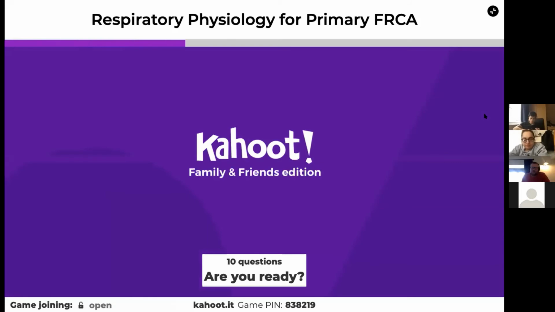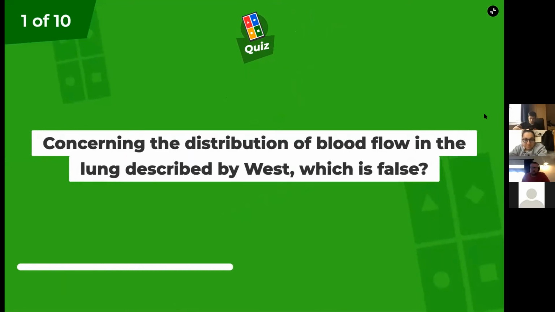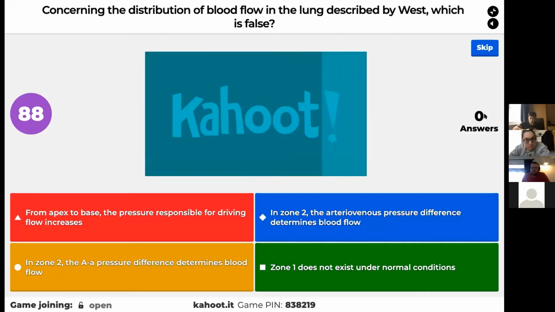Okay, so it's the first question. You'll have about 90 seconds per question, or it will end if everyone's answered. I'm going to read that question while everyone's looking. Concerning the distribution of blood flow in the lung described by West, which one of these is false?